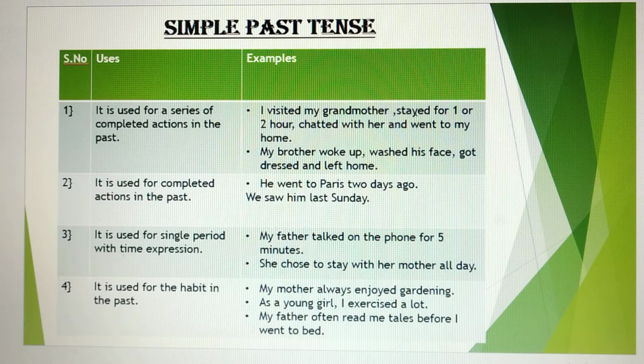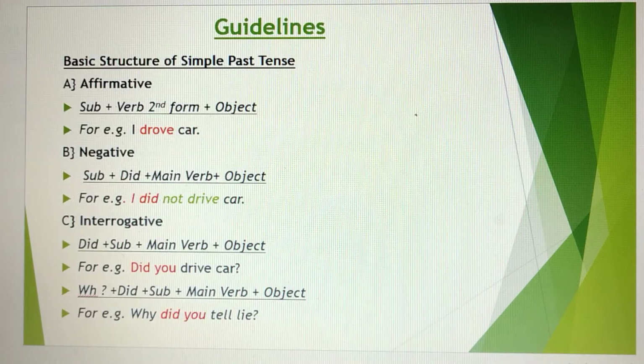My mother always enjoyed gardening. As a young girl, I exercised a lot. My father often read me tales before I went to bed. Again, we have a guideline, basic structure of simple past tense. Here in affirmative, we use subject plus verb second form and object. In negative also, but to form negative and interrogative in simple past, we use did.